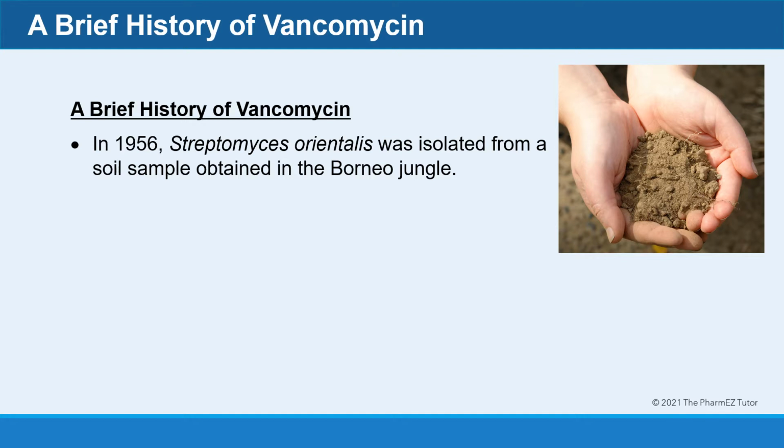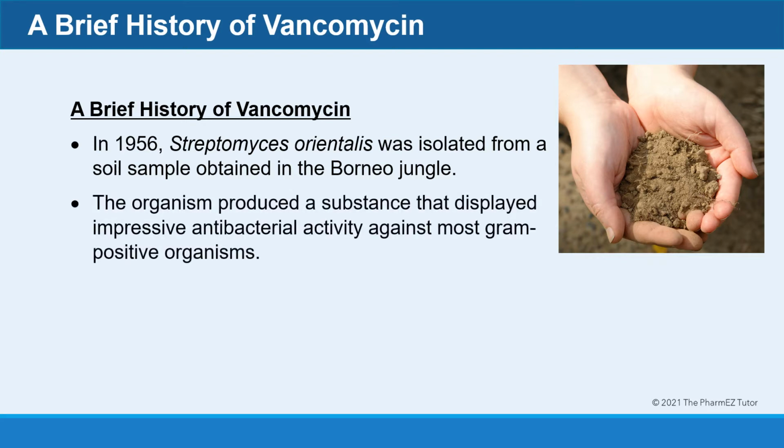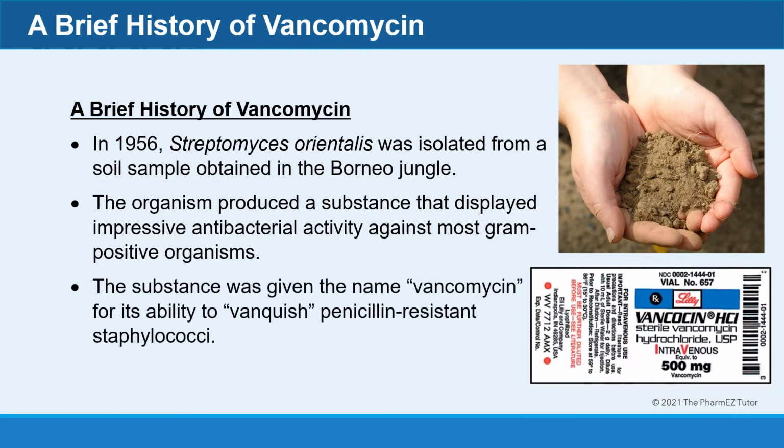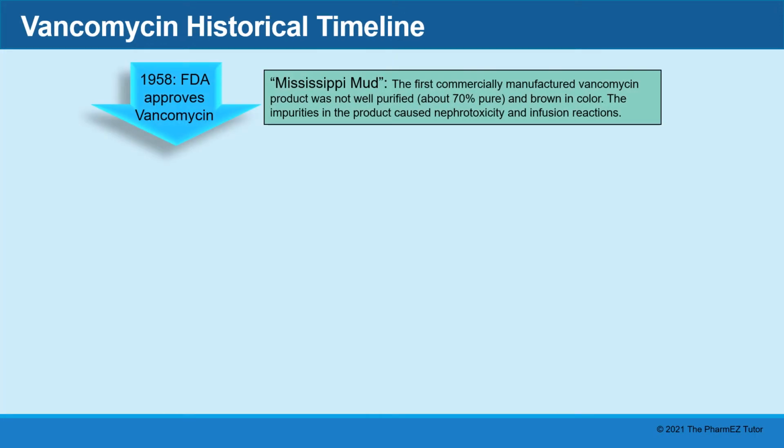Let's go over a brief history of vancomycin. In 1956, Streptomyces orientalis was isolated from a soil sample obtained in the Borneo jungle. The organism produced a substance that displayed impressive antibacterial activity against most gram-positive organisms. The substance was given the name vancomycin for its ability to vanquish penicillin-resistant staph. In 1958, the FDA approved vancomycin.